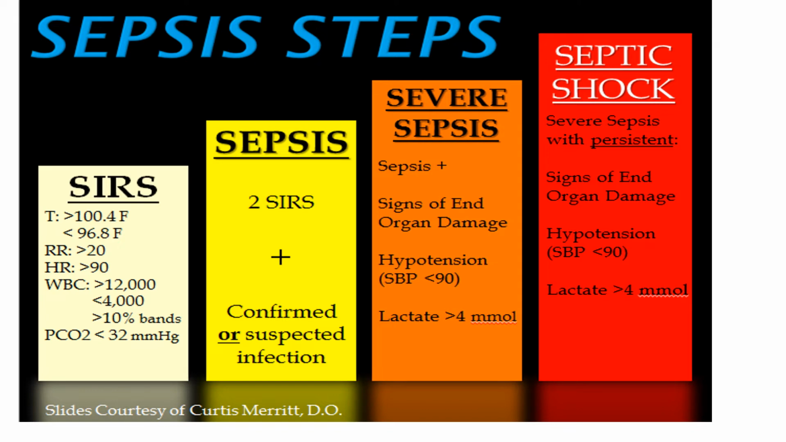So as we progress through the sepsis steps, you notice that severe sepsis is when their blood pressure is low, their lactate level is high, and they start having signs of organ damage. And if it isn't stopped at the severe sepsis mark, they will progress to septic shock, which is a persistent form of severe sepsis.